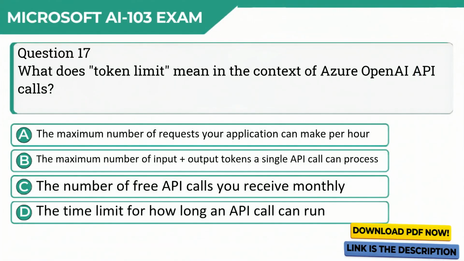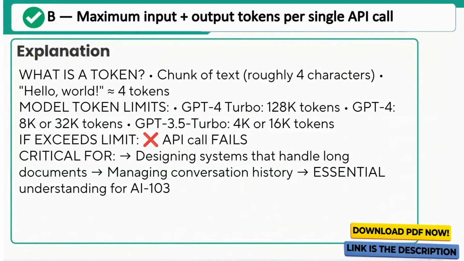Question 17. What does token limit mean in the context of Azure OpenAI API calls? A. The maximum number of requests your application can make per hour. B. The maximum number of input plus output tokens a single API call can process. C. The number of free API calls you receive monthly. D. The time limit for how long an API call can run. Correct answer: B. Maximum input plus output tokens per single API call.